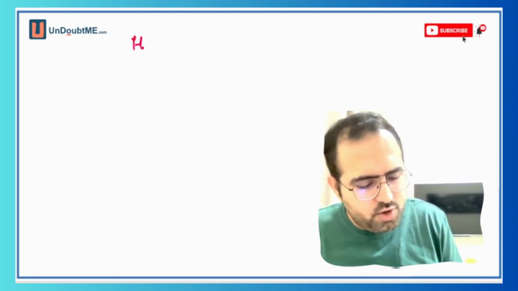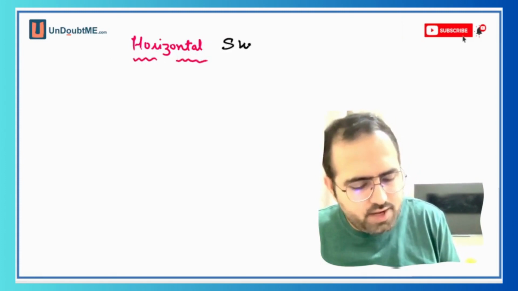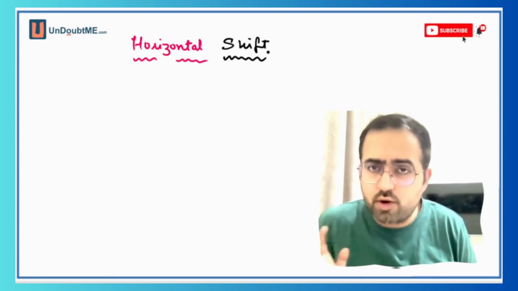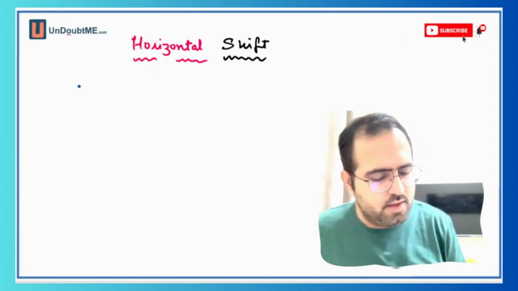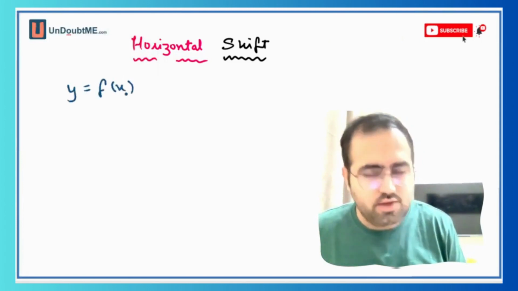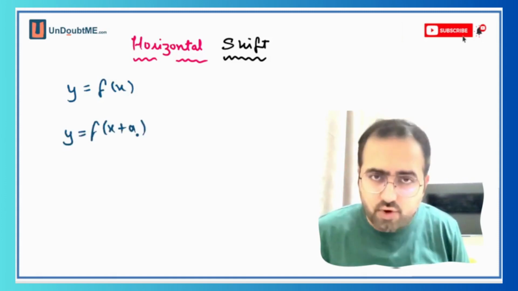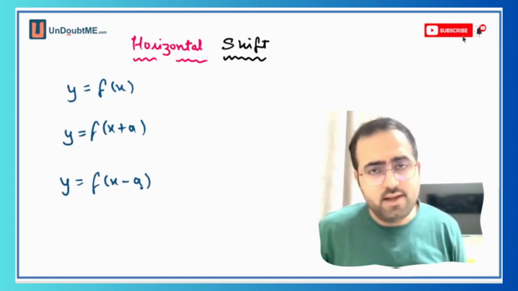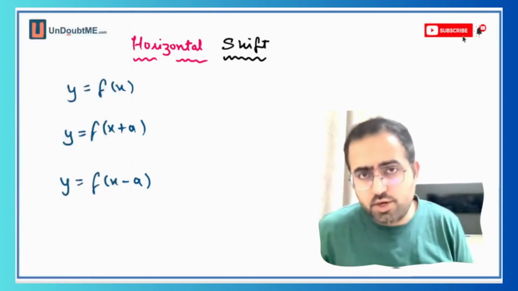So I will be talking about horizontal shift. Right now it is horizontal shift, and shift means it will be either leftwards or rightwards. Okay, how do we understand that? Let us see over here. So if I have y is equal to f(x) as the original function, y is equal to f(x + a) as one of the transformed functions, and y is equal to f(x − a) as another transformed function, then it is quite visible that f(x + a) is a transformation of f(x), okay?